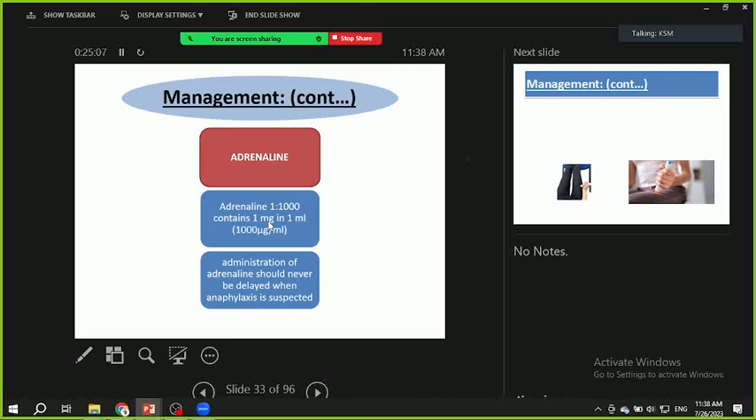Administration of adrenaline should never be delayed if you diagnose anaphylaxis. Suppose you write on the BHD, query anaphylaxis. These are legal things. If you write query anaphylaxis and you give hydrocortisone or Piriton, that is your fault. If you have written query anaphylaxis, manage accordingly, you can't play with that patient. You have to give adrenaline. That is a legal matter. You can't give hydrocortisone or Piriton. So don't delay giving adrenaline if you diagnose anaphylaxis.